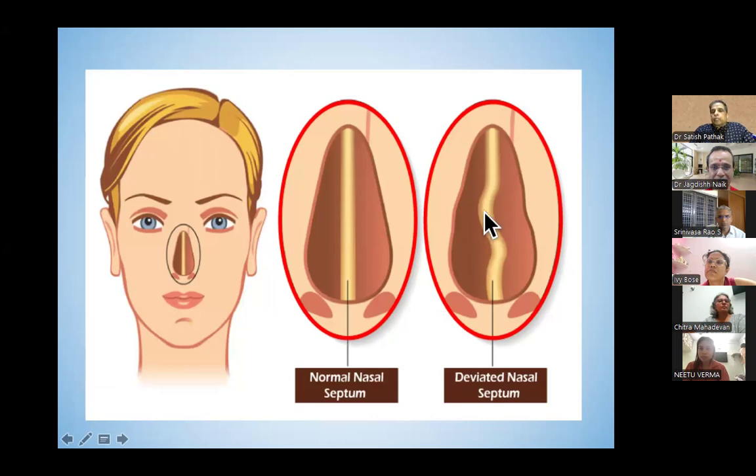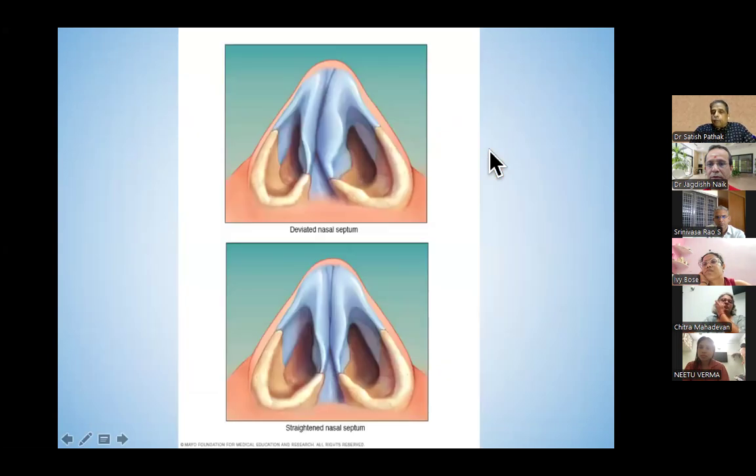Again, you can see here. So this should be straight, but it has deviated on the one side. So this is deviated nasal septum. Now suppose here it is in the midway. Suppose it is at this level. What will happen if it comes over here? Air is going from here inside. This is the nostril. And from here it goes down. So here the space will be much less. And that's why you will be having difficulty in breathing.